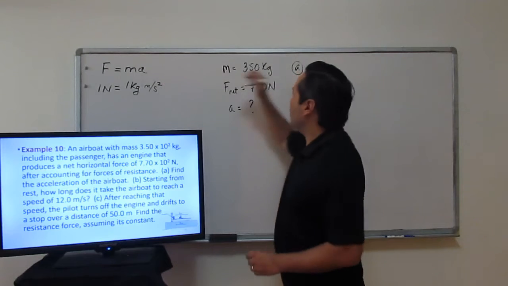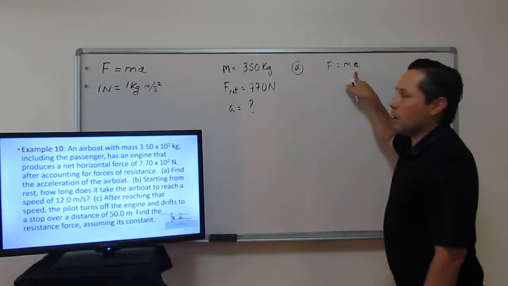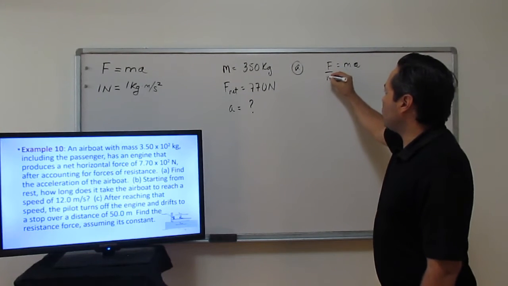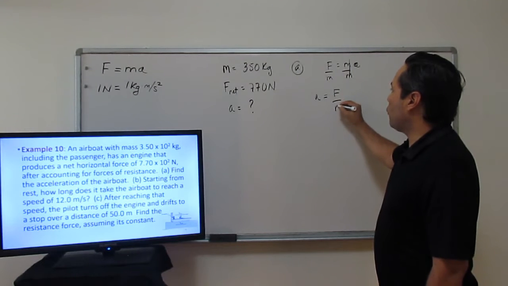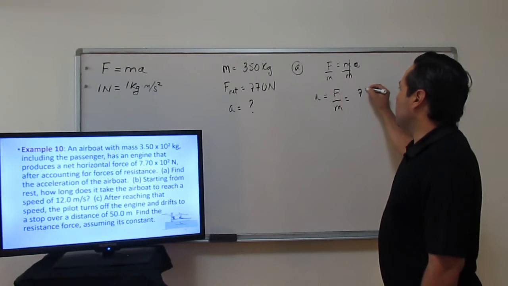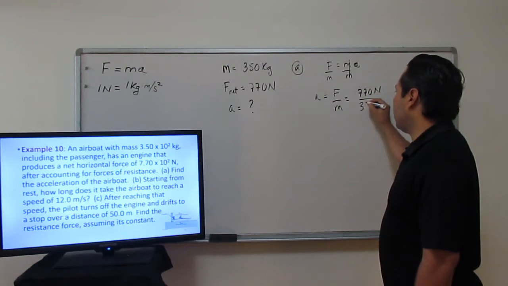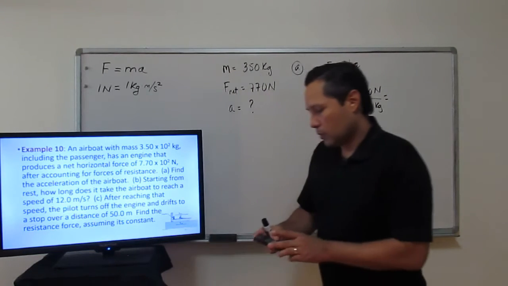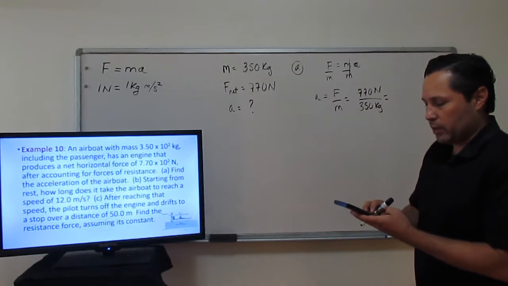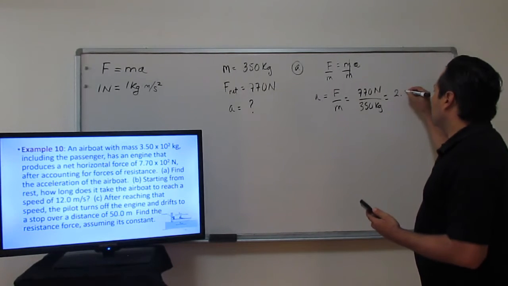So that'll be part A. We're going to take this formula and rearrange it slightly. It's force equals mass times acceleration. I want the acceleration of the boat, so I want to get rid of the mass. So acceleration is just the force over the mass. Force is 770 newtons. Mass is 350 kilograms. You simply divide, and that will give us the answer for A. Our airboat is accelerating at 2.2 meters per second squared.